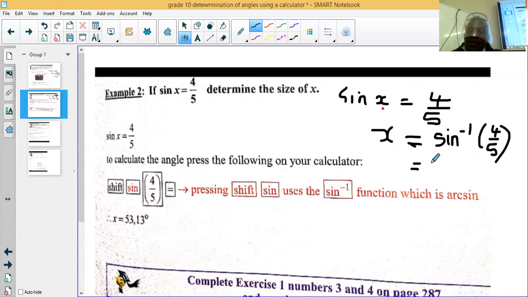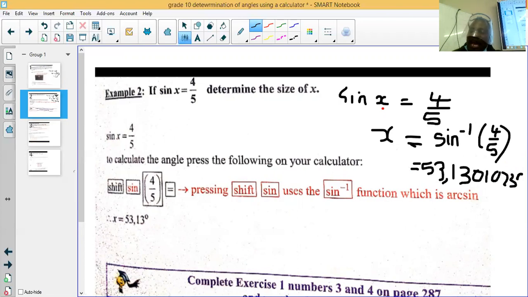No, give me the whole of that. 53.1301023541... What are the rest of the numbers? 0, 1, 0, 2, 3, 5.